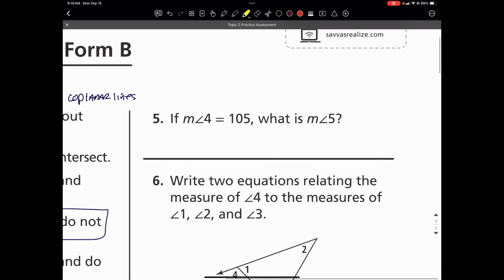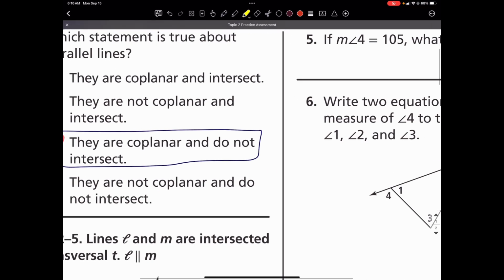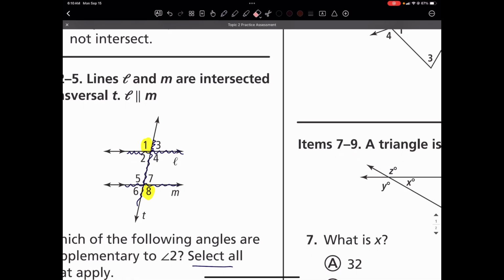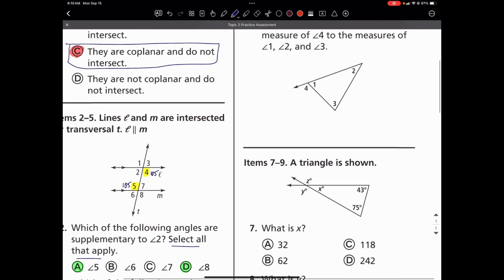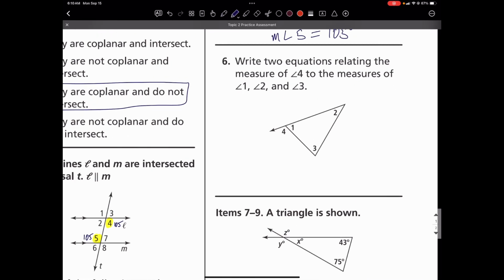Okay, so number 5, the last one, if the measure of angle 4 is equal to 105, what is the measure of angle 5? Well, let's go back to the illustration. If the measure of angle 4 is 105, what is the measure of angle 5? Well, 4 is congruent with angle 5 by the alternate interior angles theorem. So therefore, if 4 is 105, then 5 is also 105 degrees.